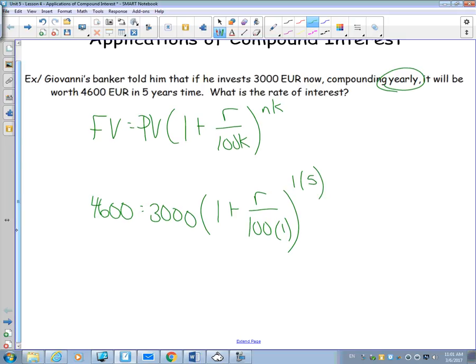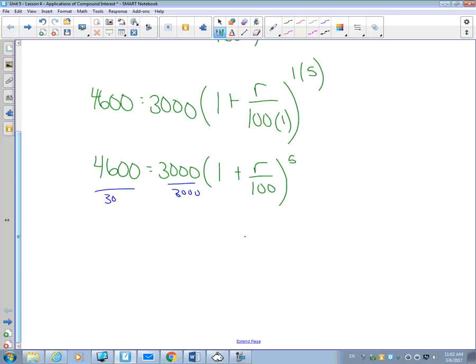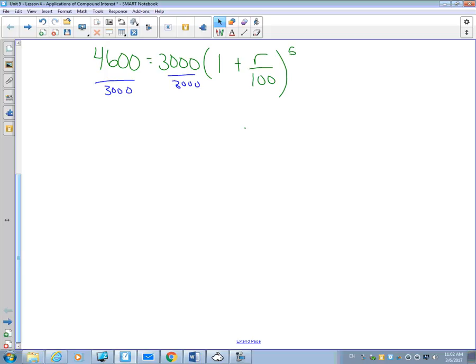And we're going to solve this using some exponential rules that we know about. So first thing we're going to do, we're going to simplify, like we usually do for our calculators. So I'm going to write this as just R over 100, because 100 times 1 is 100, to the power of 5. To make life a little bit easier for myself, I'm going to divide both sides by 3,000. Now 4,600 divided by 3,000 isn't a great number, so I'm going to leave it as a fraction for now.